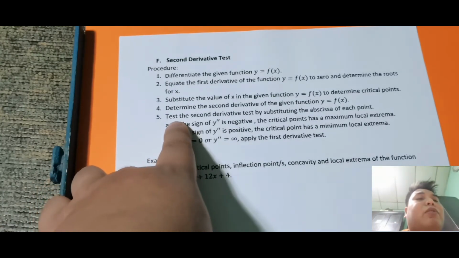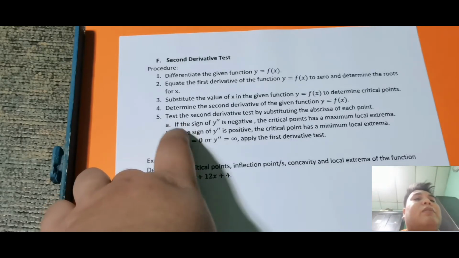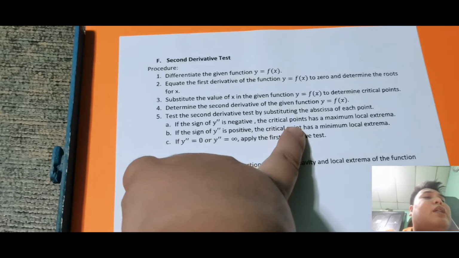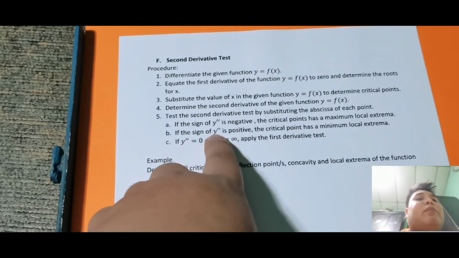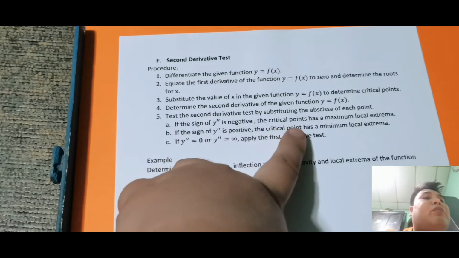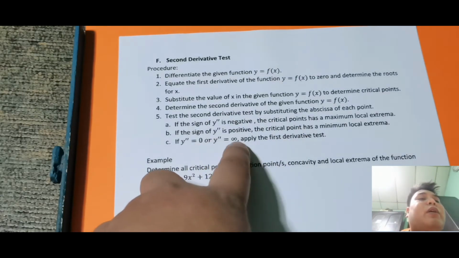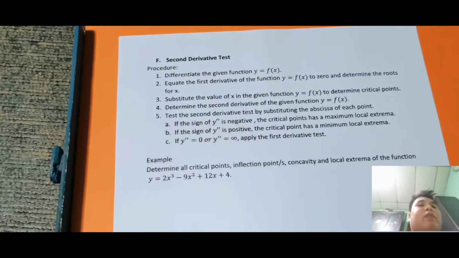Ngayon, i-check natin: if the sign of y double prime is negative, the critical point is a maximum local extrema. If the sign of y double prime is positive, the critical point is a minimum local extrema. If y double prime is equal to 0 or y double prime is equal to infinity, apply the first derivative test. Kasi ang gagawin ko dito, i-apply ko yung first derivative. Ipapakita ko na magfa-fail si second derivative dito para malaman mo.